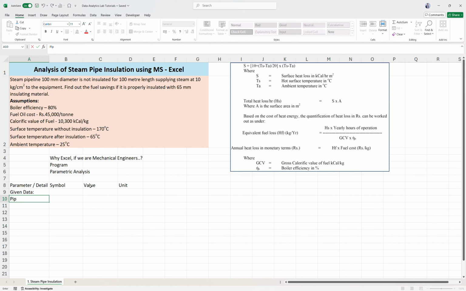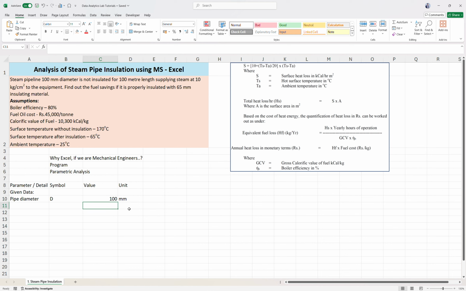First one is pipe diameter. The symbol that we will be using, it will be diameter of pipe. So then what is the value of this diameter? 100 mm. Unit is mm. Again Excel will not come to know that this is the unit. For Excel this is just the text. Excel is concerned with the numbers which are present there.